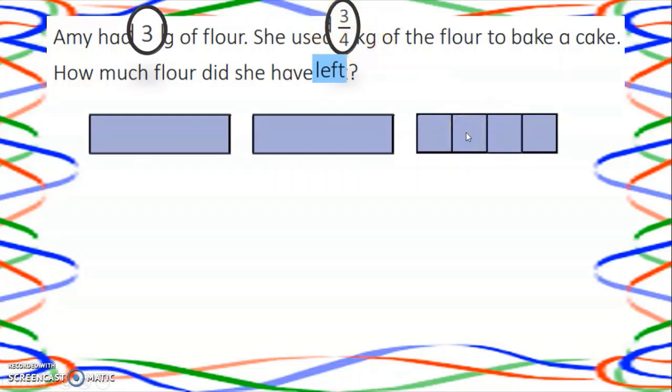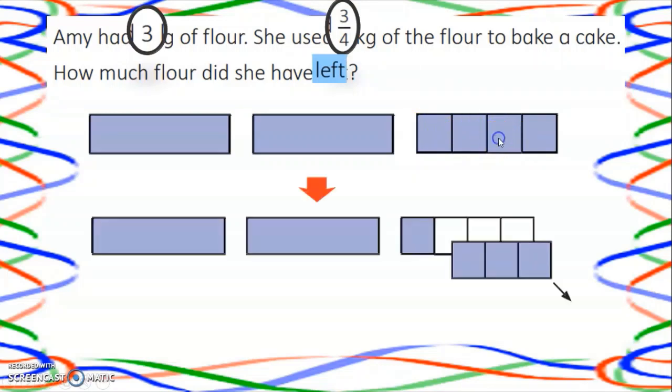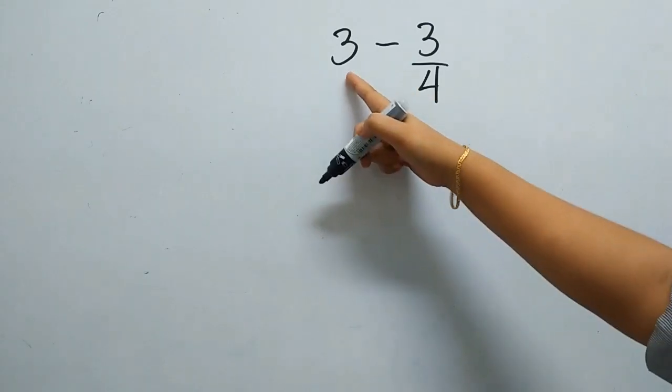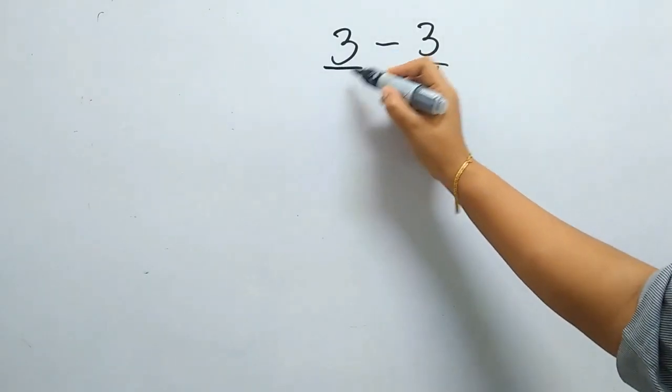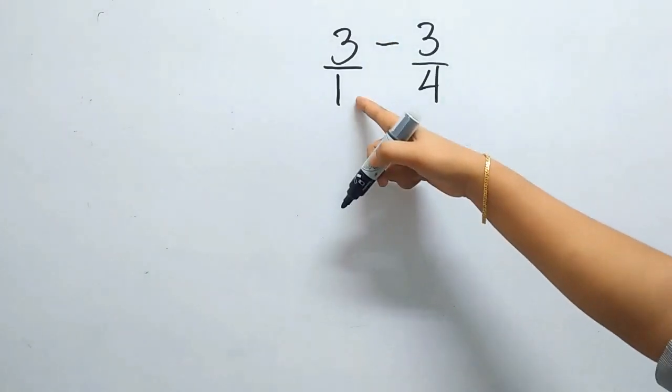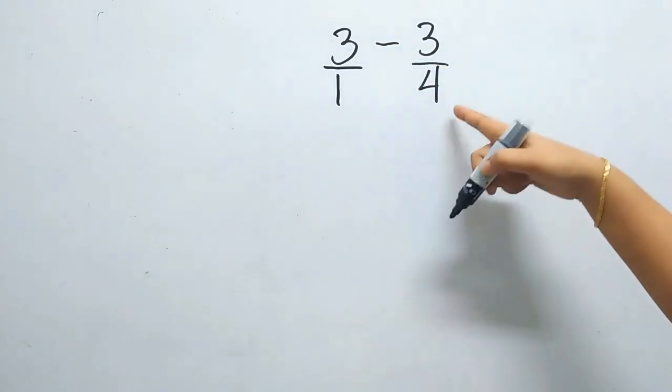So the one whole here divided into 4, it means here we're going to take out the 3 blocks. To take out 3 blocks, so what is the fraction of the remaining figure? So here we're going to subtract 3 minus 3/4. So 3, we all know that a whole number, the denominator is equal to 1. So we have 3 over 1 minus 3/4.